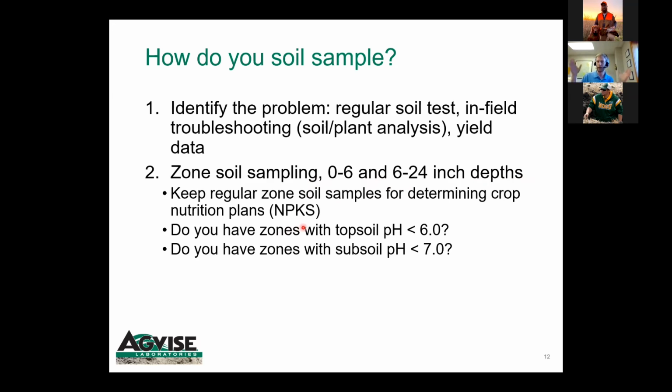Because we're still going to apply our nutrients in large zones, and because we're going to be soil sampling every year for nitrogen in particular, we still want to keep our regular zones. But then we need to ask ourselves a couple more questions. Do we have zones with topsoil pHs that are less than 6? And do we have zones with subsoil pHs that are less than 7? In other words, we have acidic subsoils as well.